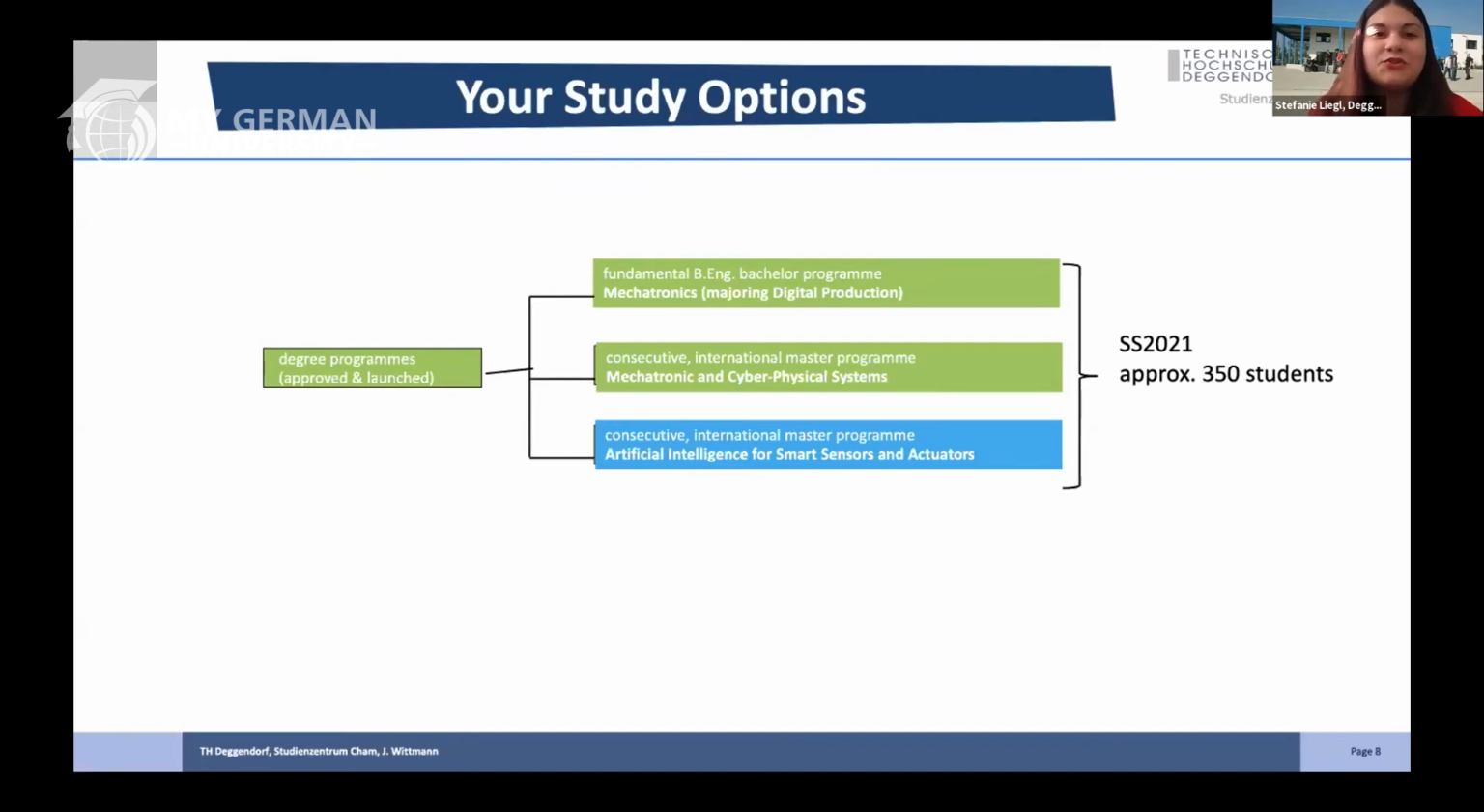We have three programs currently. One bachelor's program, which is completely taught in German, but we are trying to implement this program in English as well in the future. Then we have one master's program, Mechatronic and Cyber-Physical Systems, and our most current program, which only started last summer semester for the first time, which is Artificial Intelligence for Smart Sensors and Actuators.